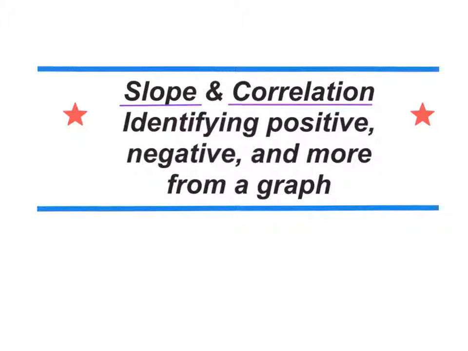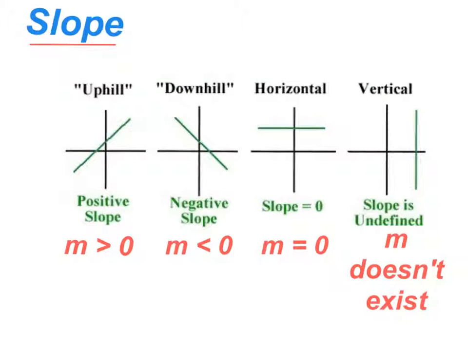Today we look at slope and correlation. With slope, you have a line, a graph on a coordinate plane, and with correlation, we're going to look at a scatter plot, both of which are very useful in both Math 7 and algebra. Now, these are the types of slopes that we see.